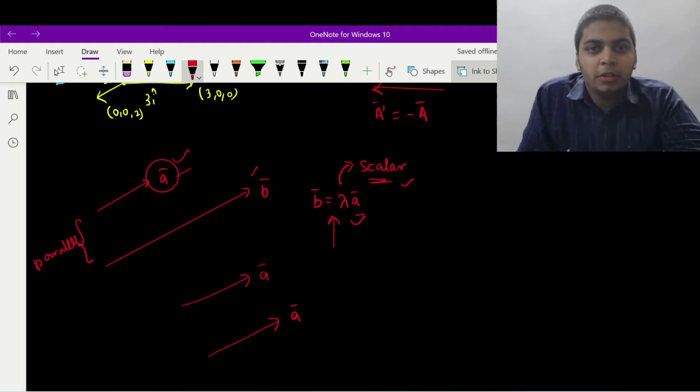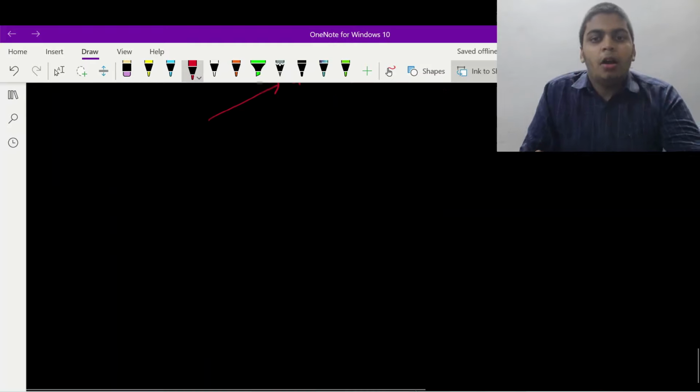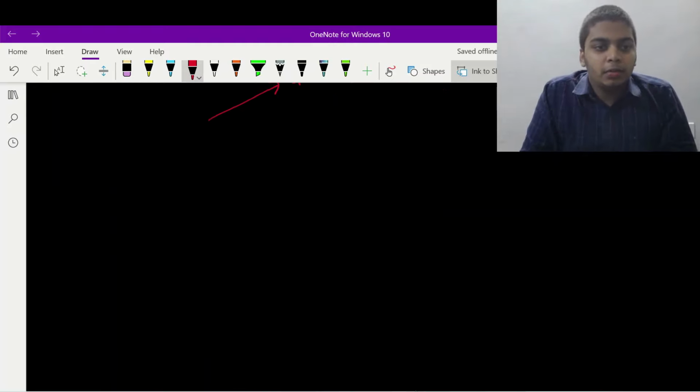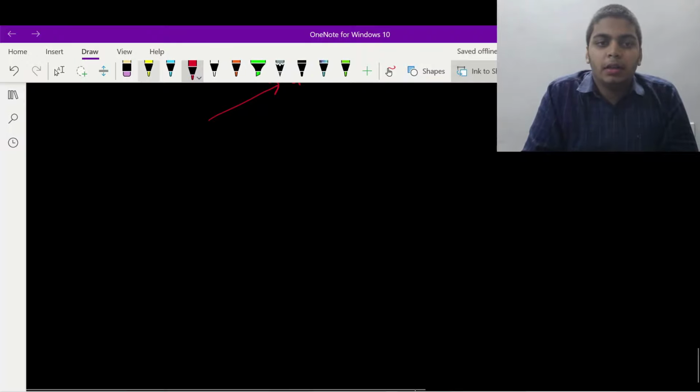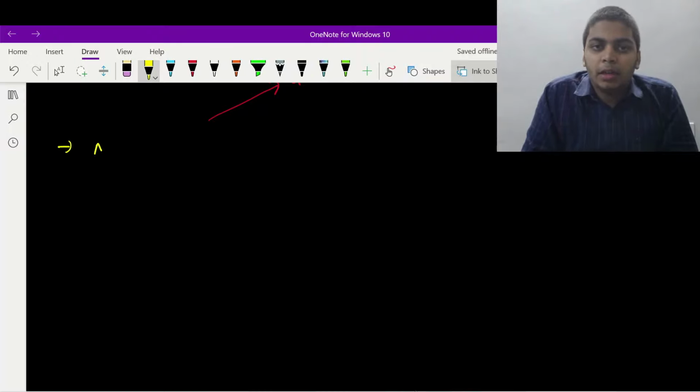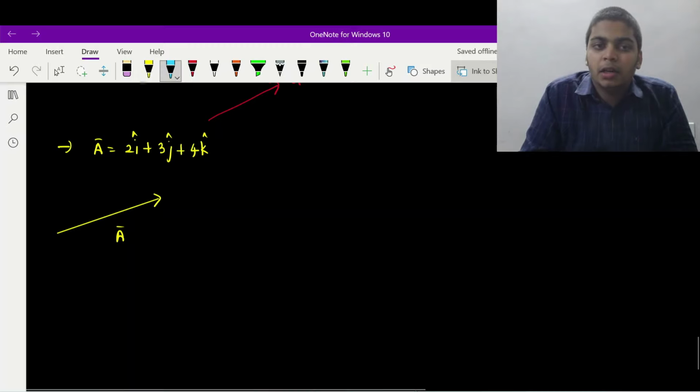Now let us also look into a question. How do you find a unit vector if a vector is given? So let me say I have been given a vector a bar equal to 2 i cap plus 3 j cap plus 4 k cap. If this is your vector a bar, then you are asked to find the unit vector along this vector.